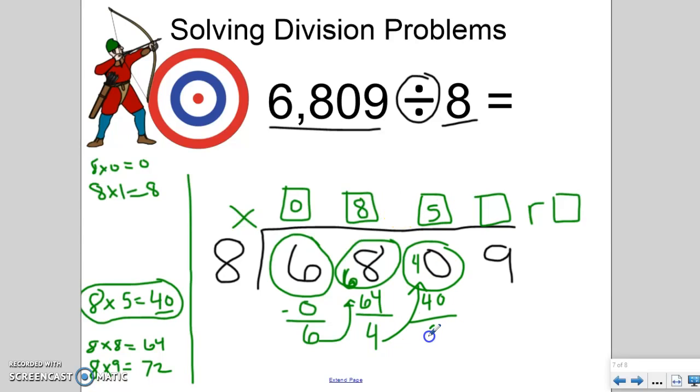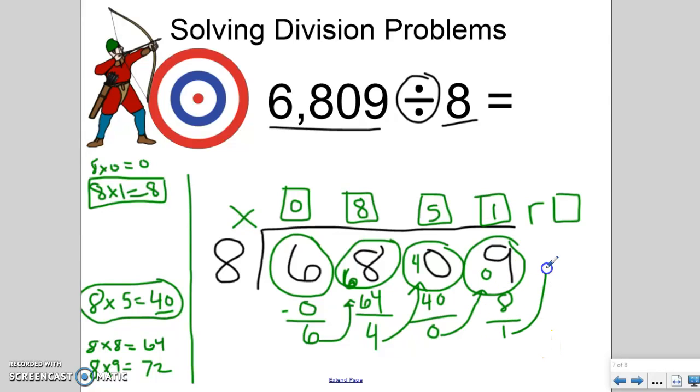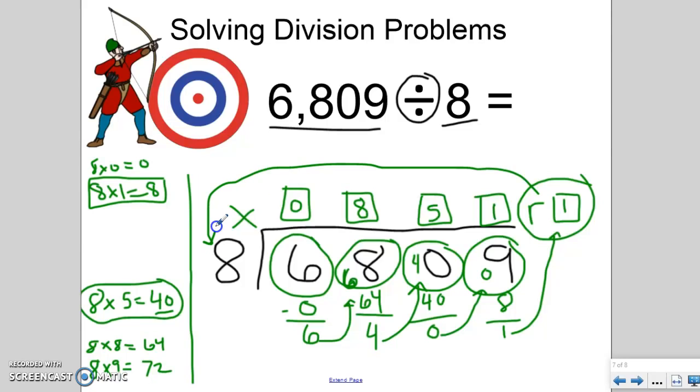So I hit my target. I'm 0 away. That leftover is going to get thrown up here. And again, I've already done half the work. Look right here. I know 8 times 1 is going to land right at 8, which is only 1 away from my target. That 1 is my leftover amount. Please remember that your leftover must always be smaller than our divisor.